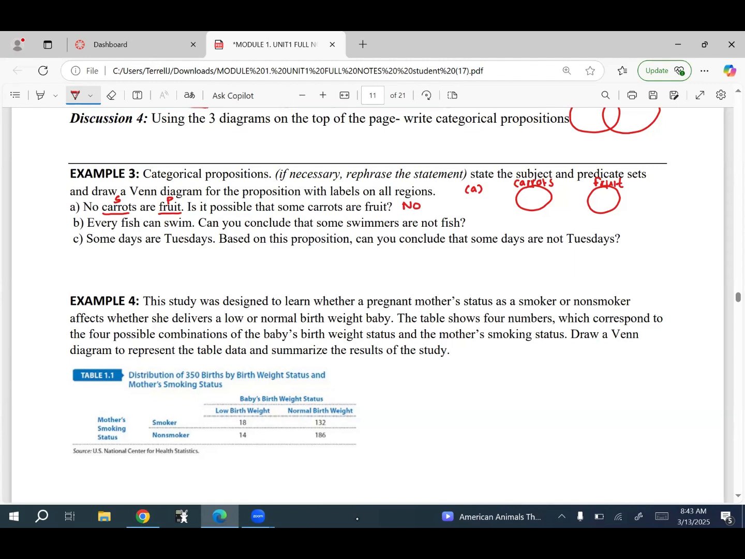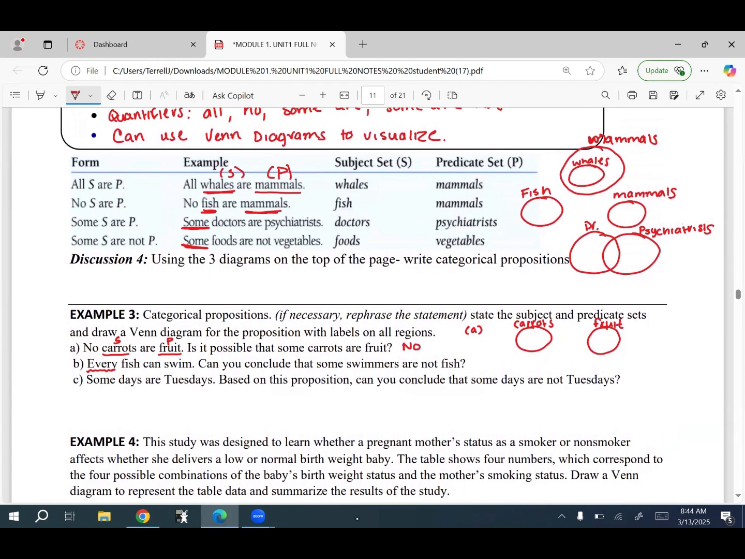Let's look at B. Every fish can swim. Every is a key word for me, meaning we will have a subset here. If you take a look at this example here, the form all and every are very similar. And when we did all whales are mammals, that was a subset relationship. Mammals was my bigger set, and whales was a subset of the bigger set mammals.